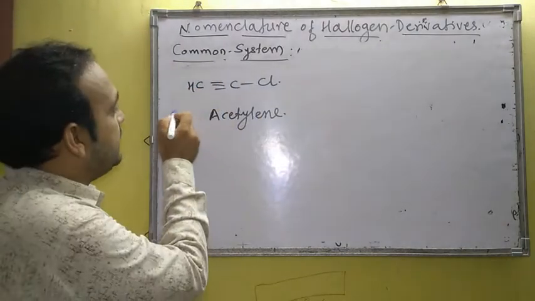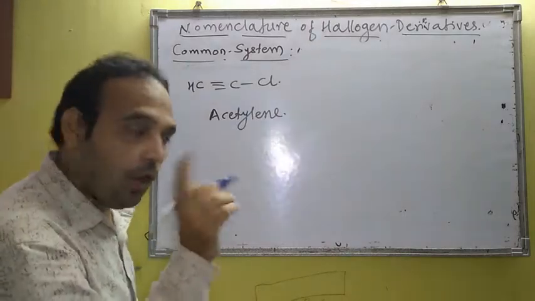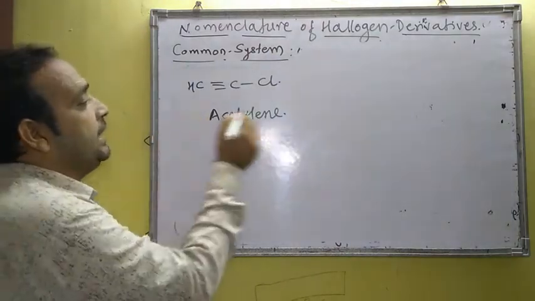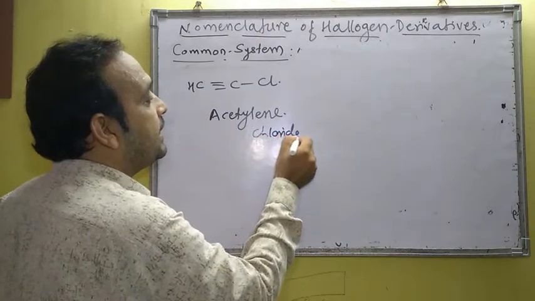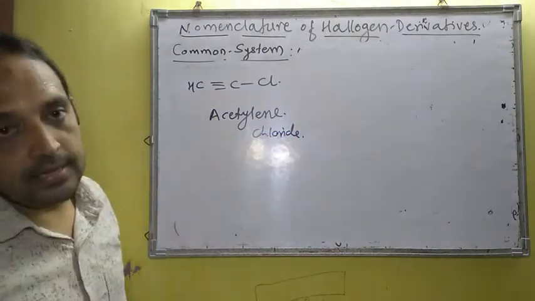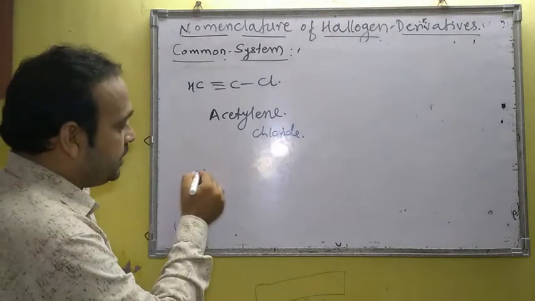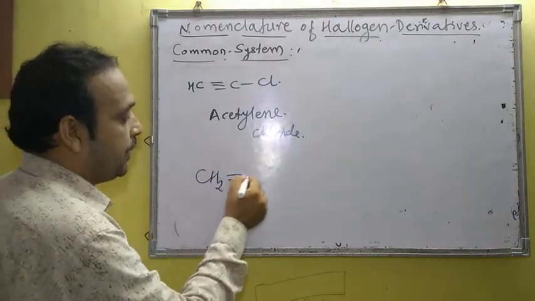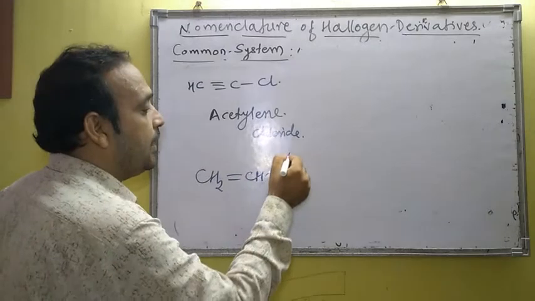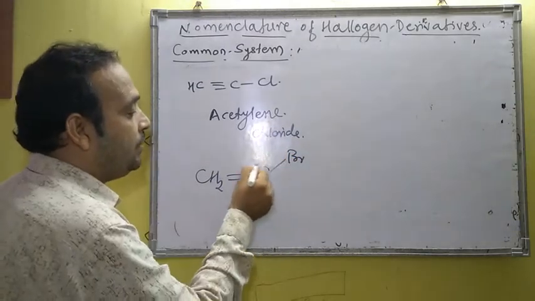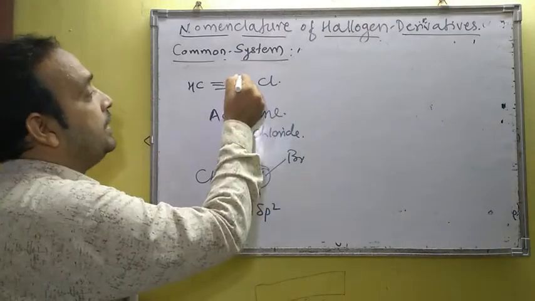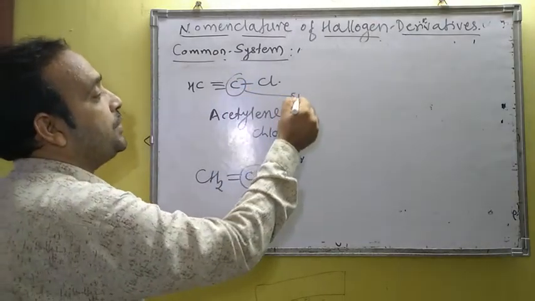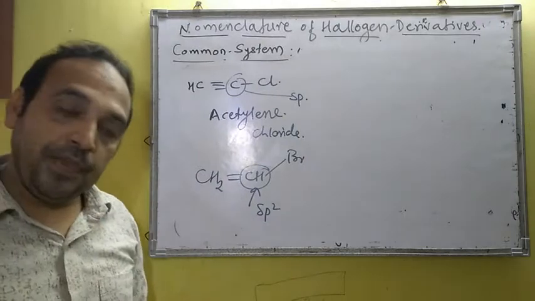It is called acetylene chloride or chloroacetylene. We can write here acetylene chloride. It is the common name of this example. Now next one, suppose it is given CH2=CH-Br. Now this carbon is sp2 hybridized. The carbon to which the functional group is attached is sp2 hybridized.